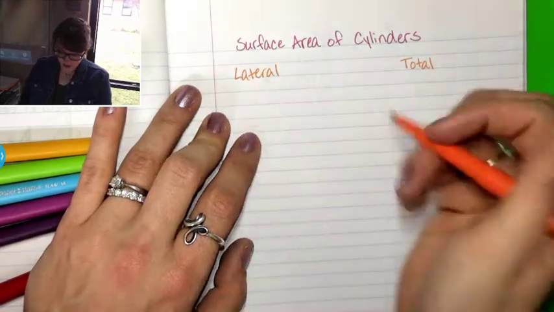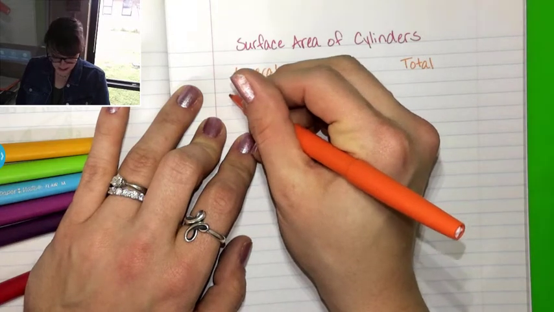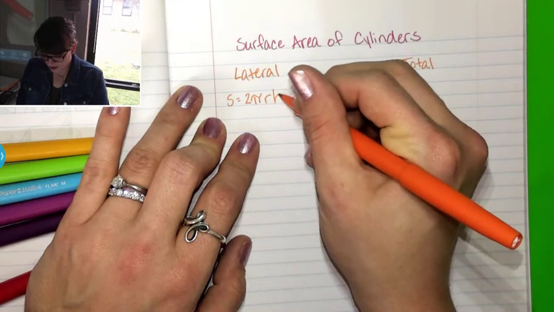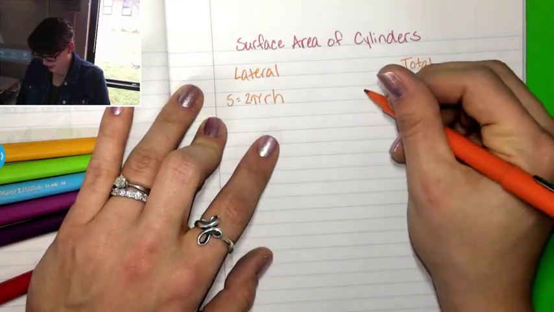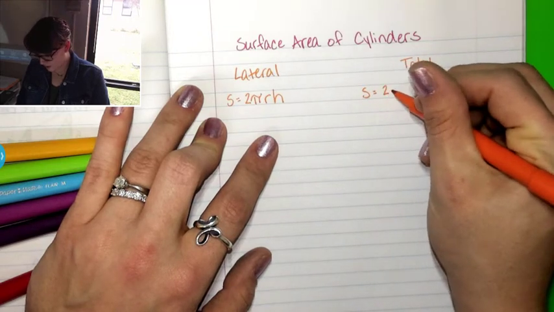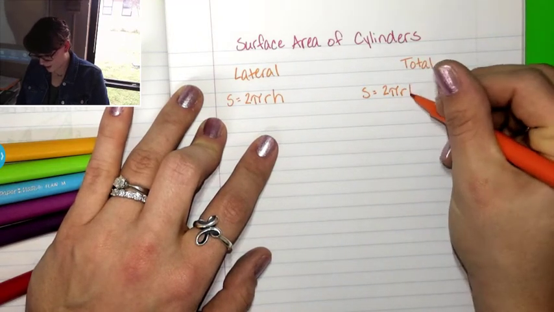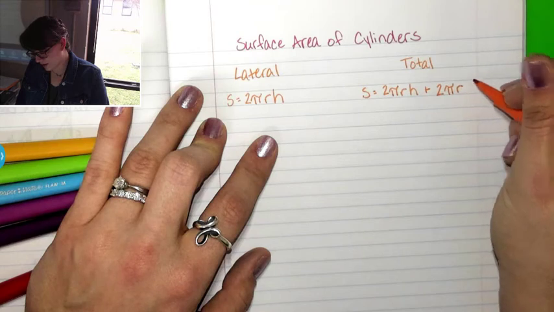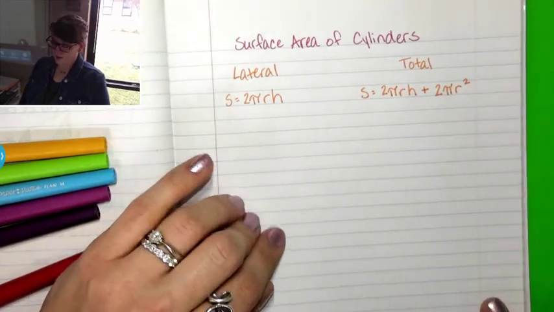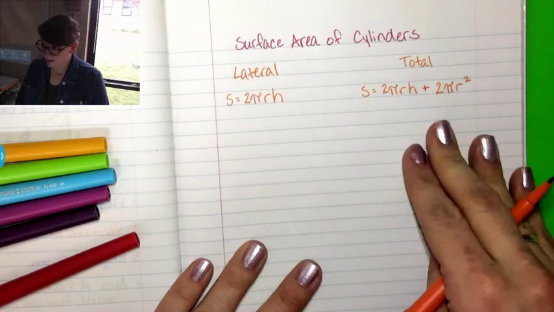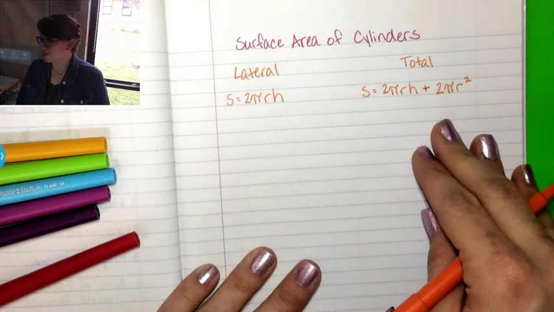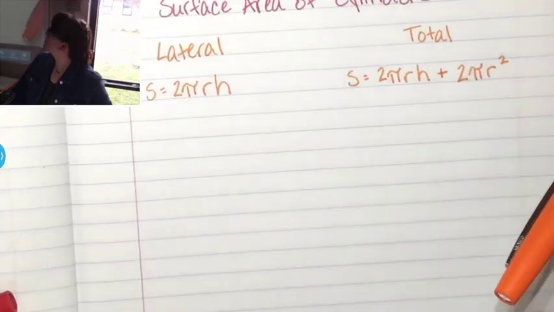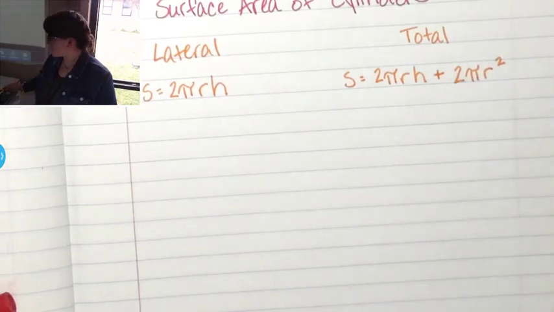Okay? So my lateral formula is S equals 2 pi r h, and total is S equals 2 pi r h plus 2 pi r squared. Now, cool part, you don't have to remember this. In fact, I don't want you to remember this. I want you to copy it off of your formula chart, because it is on your formula chart.